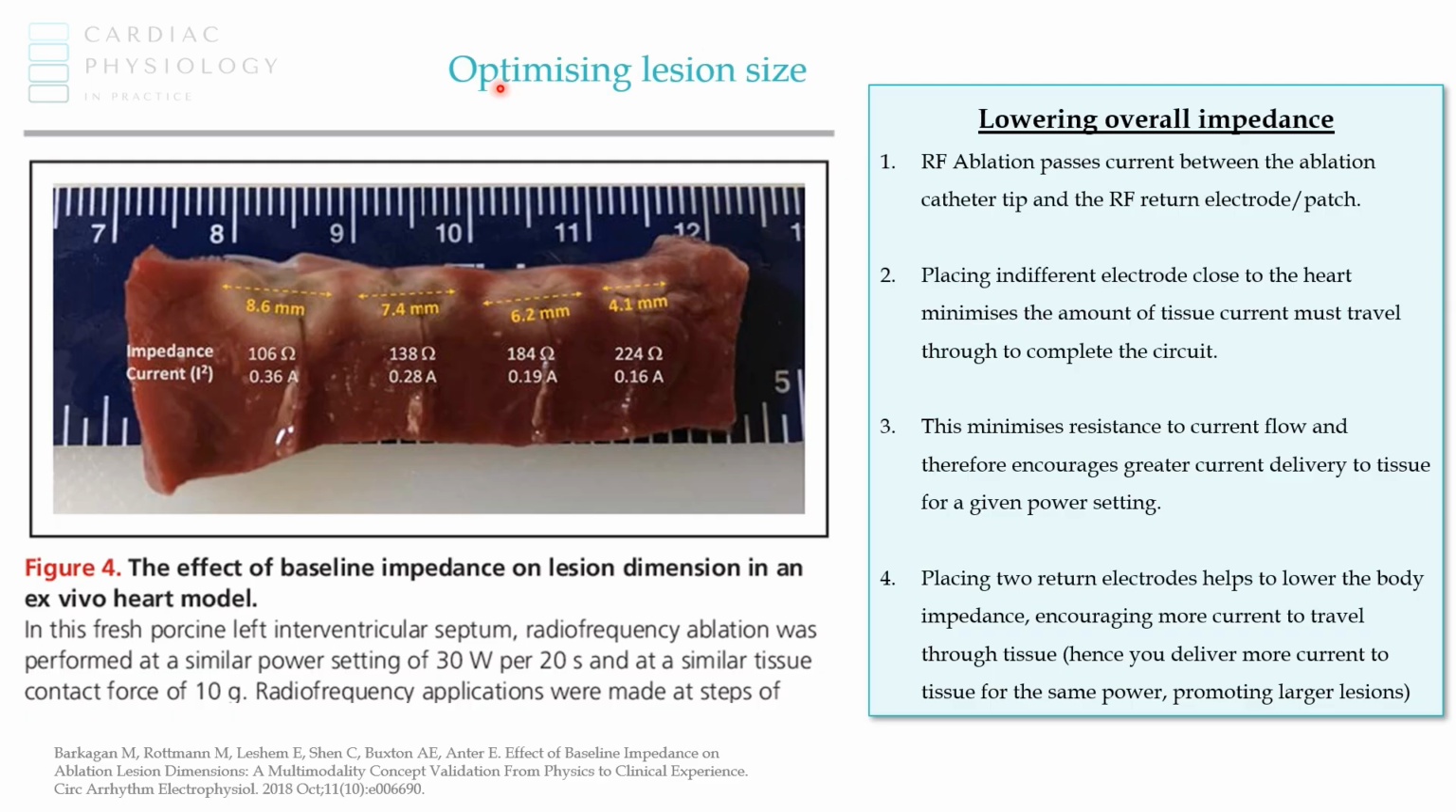So some physicians will really preferentially want to double patch or put two indifferent electrodes on. Other physicians will be happy with one, but they'll be picky about where that return electrode is placed, for example. And you can try this. You can put two patches on, or you can experiment with putting a patch in different locations, as long as your physician and everyone is aware that you are doing that. And you'll see that the baseline impedance does change depending on where you put the patch in relation to the heart, or whether you put one patch on or two patches on.